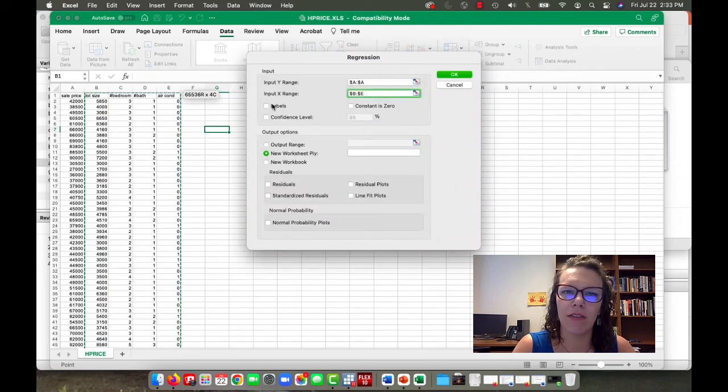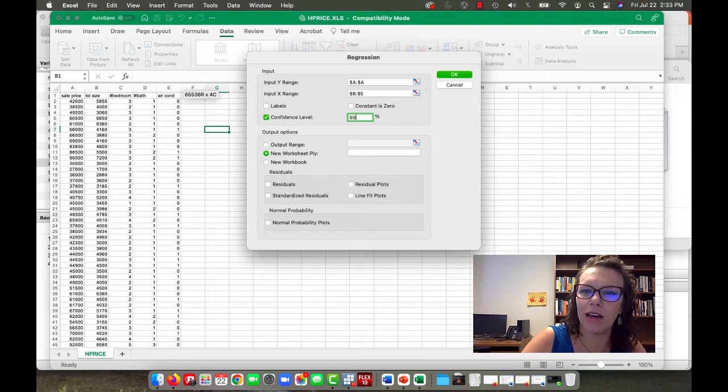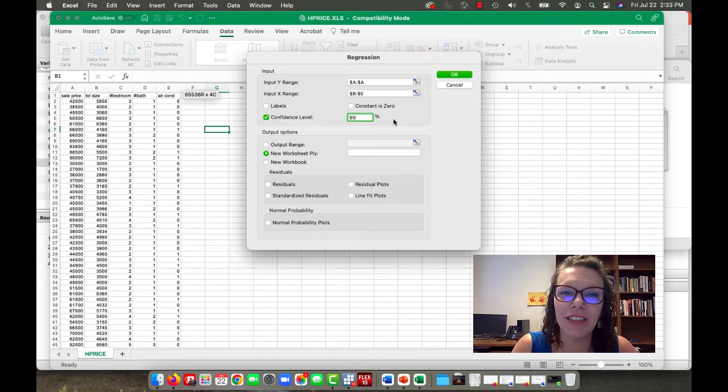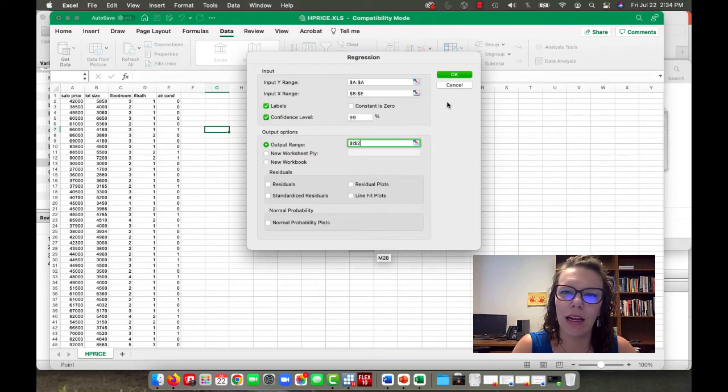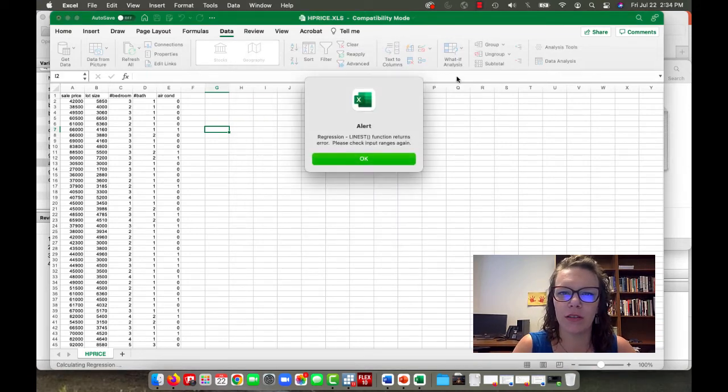And then if I want to label them, I can set my confidence interval. I'm going to use the default of a 95% confidence interval, but I'm also going to add in 99% confidence interval. And I'm going to tell it to put all of my regression results right here so I can read them. And then I go back and run the regression.